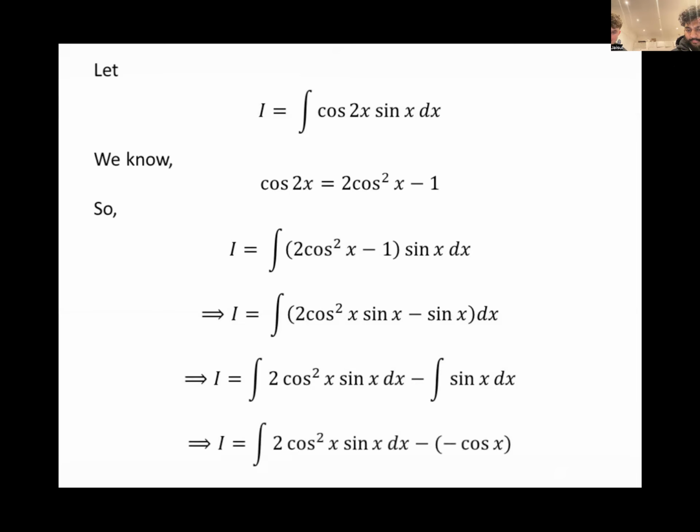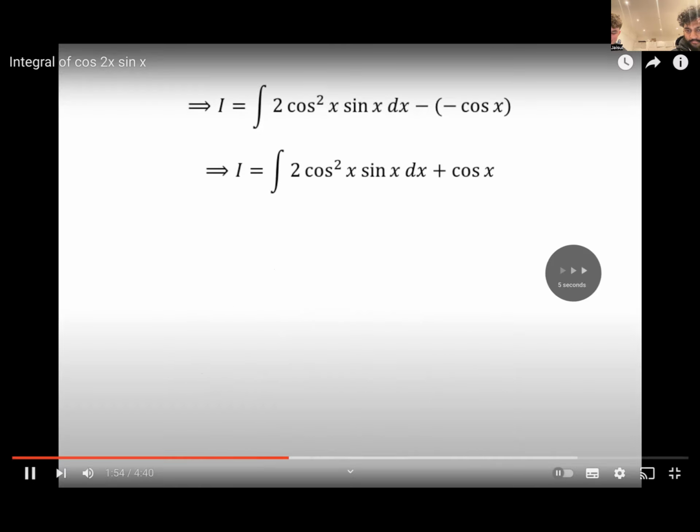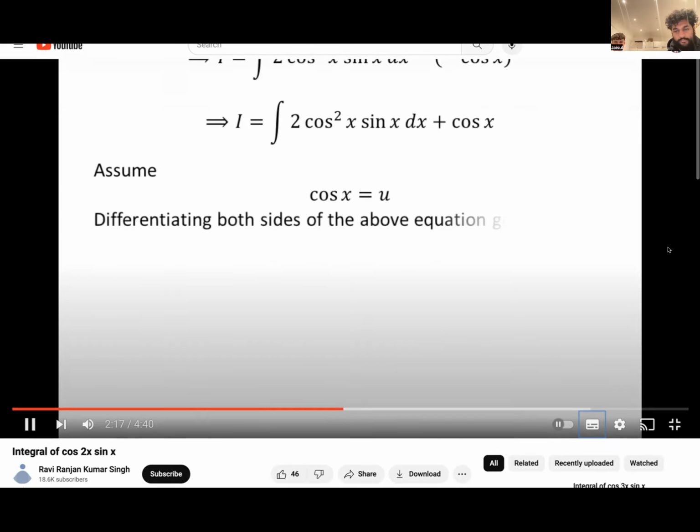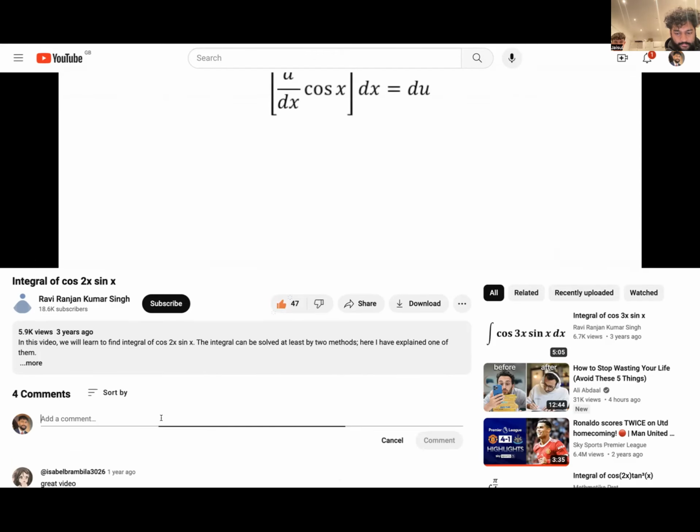We know the antiderivative of sine of x is minus cosine of x. So I is equal to the integral of 2 cosine squared x sine x minus the integral of sine x, using the substitution method. To solve this integral, let us assume cosine of x is equal to u. Differentiating both sides of the above equation gives us the derivative of cosine of x with respect to x times the differential of x is equal to the differential of u.